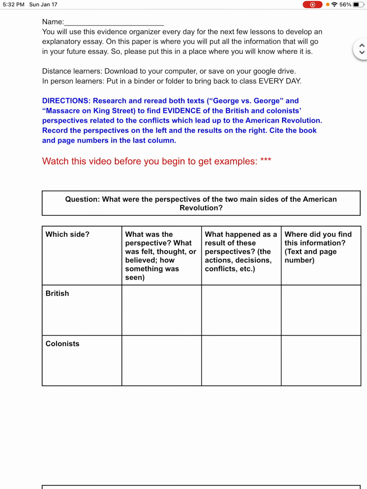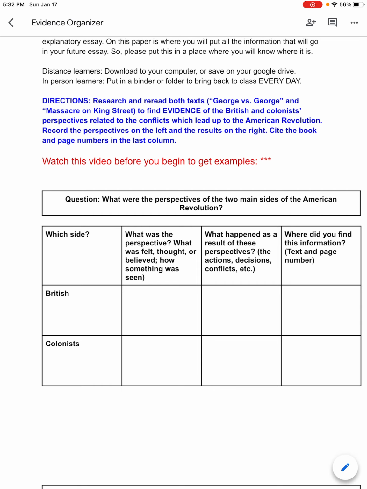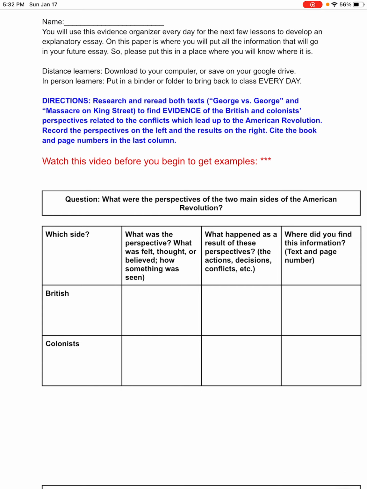So here are the directions. Research and reread both texts, George versus George and Massacre on King Street, to find evidence of the British and the colonists' perspective related to the conflicts which led up to the American Revolution. Okay, what that means: from these two texts, you're going to reread both of those. You're going to find evidence about the British perspective and the colonist perspective about the events that led up to the American Revolution.